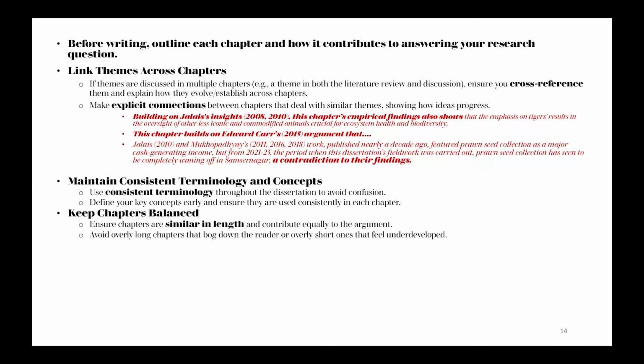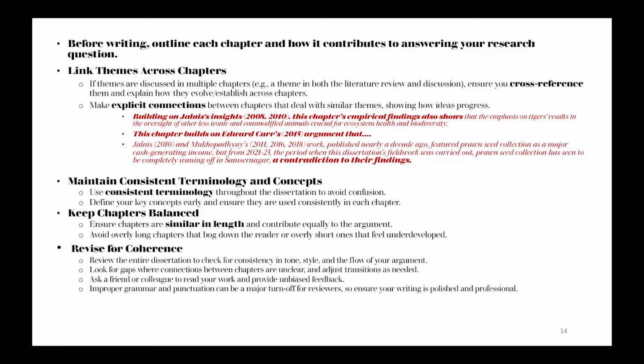And again, make sure the length of your chapters is balanced. Often the introduction becomes lengthier, because you incorporate your thesis and everything.